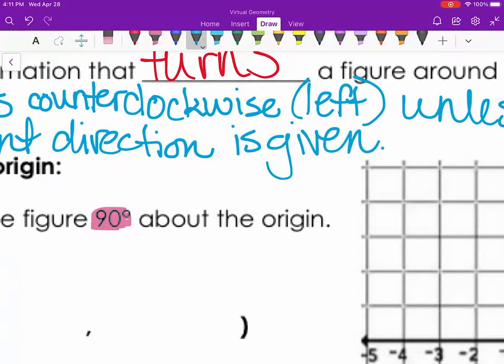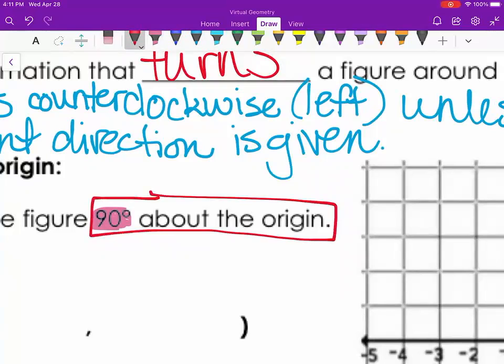So in this case, all it says is 90 degrees about the origin. That means we are in fact going to turn left, because again, it doesn't specify a different direction. So we go counterclockwise to the left. Now, why do we go to the left first if there's no other direction? Well, because that's the way the order of your quadrants fall in a grid. Quadrant 1 is all positives, and then quadrant 2 would be to the left of that, and then it follows the pattern. So it follows the order of your quadrants for a graph.